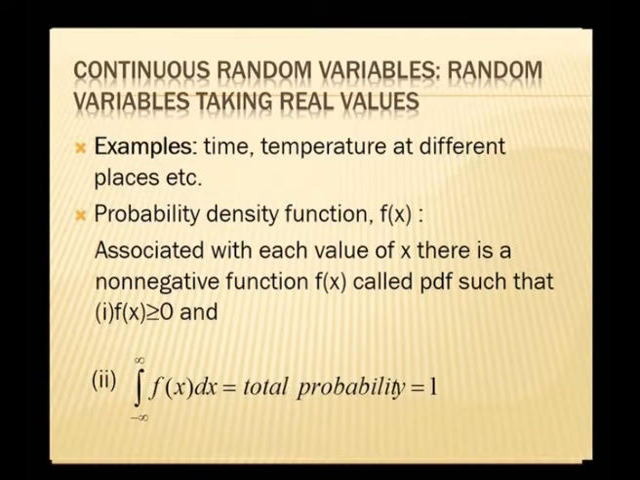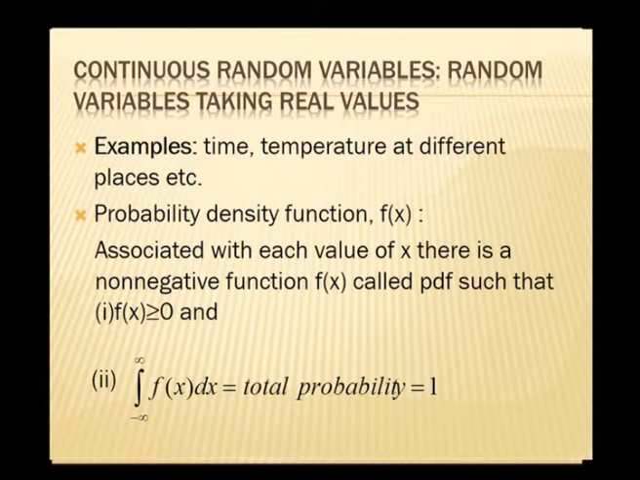Now, let us move to the second part, which is called the continuous random variable. As we have told already, the random variable takes real values. Example, you take the time at different destinations, then temperature at different places, etc. Each of them represents a continuous random variable. And the probability density function.